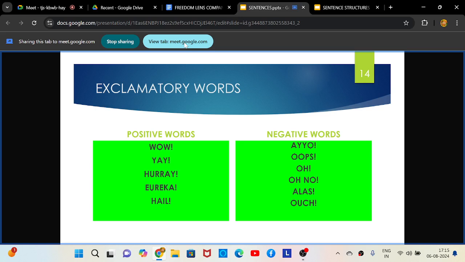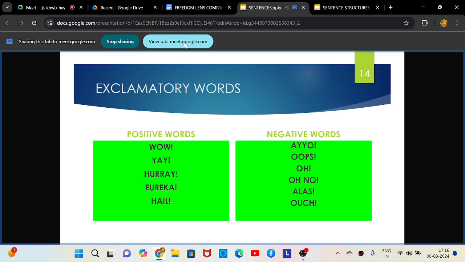Then alas. Alas is like "ayyo". And ouch is used to show if something bites you, or if you feel like something is hurting you, then you can say ouch, the mosquito bites me, or ouch, something is pricking me. So in such cases you can use ouch.